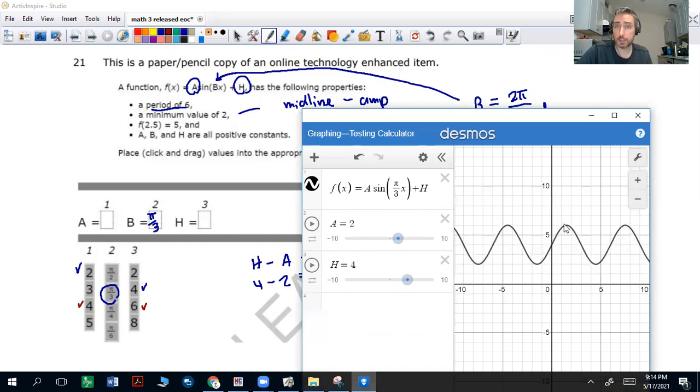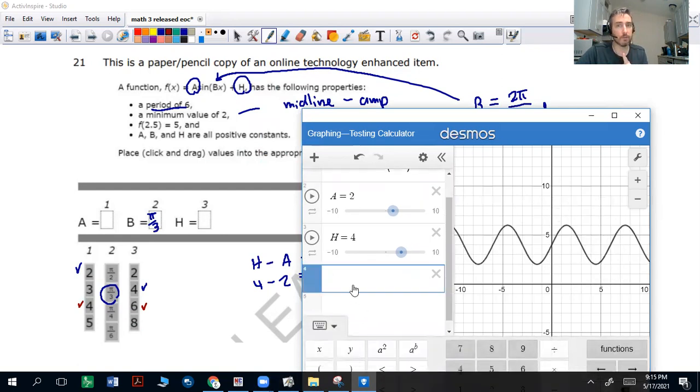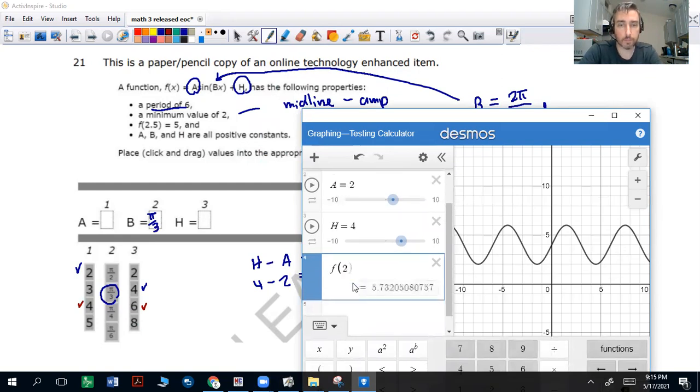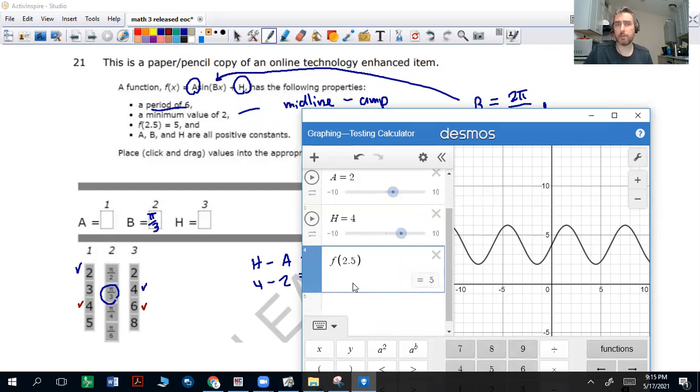Now, if you do that, you'll see, all right, your maximum is at 6, but your minimum is at 2. So that's good, right? But now we have to think, well, f of 2.5 is 5. So if I plug in 2.5, if I drag through here and I try to find 2.5, it looks like my output is 5. And you can verify that by doing f of 2.5. It does give me 5, right?